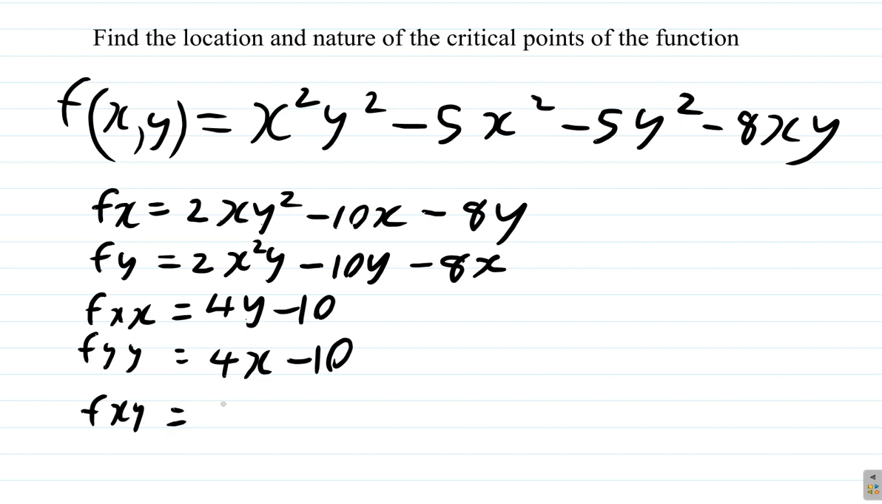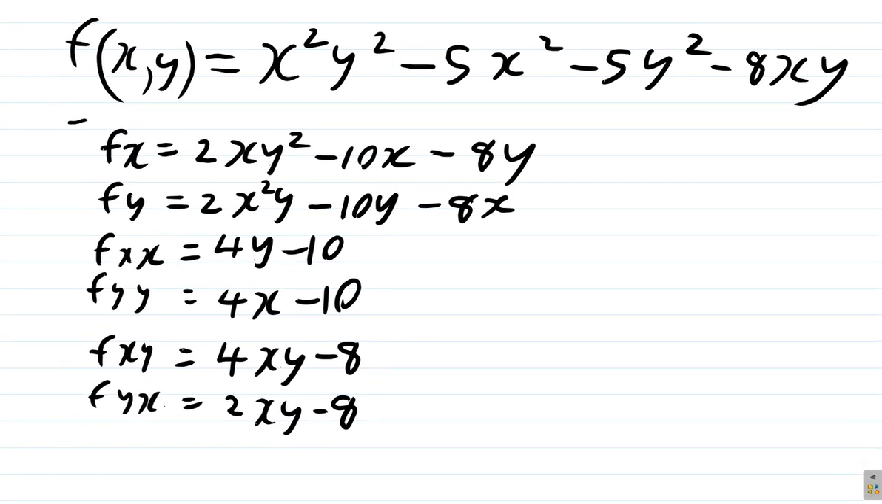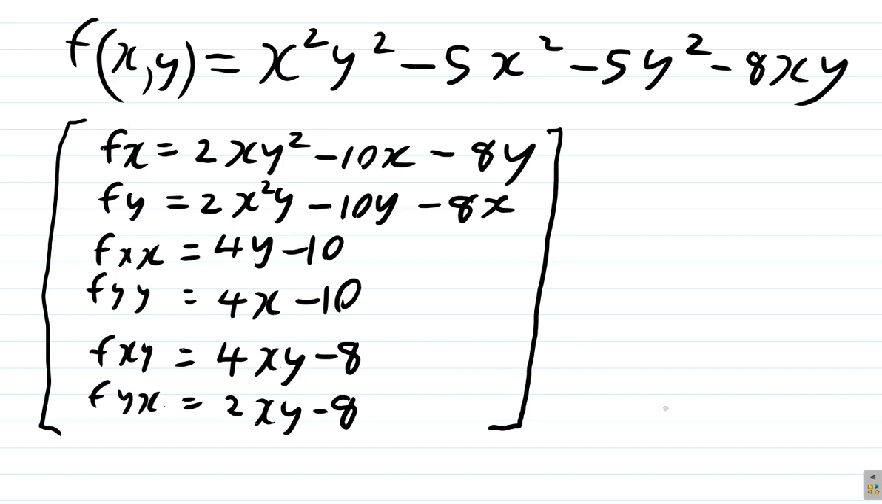What about fxy? We differentiate fx with respect to y. That would be 4xy minus 8. And if we do fyx, differentiate fy with respect to x, we have 4xy minus 8. Alright. So we have our first and second partial derivatives.